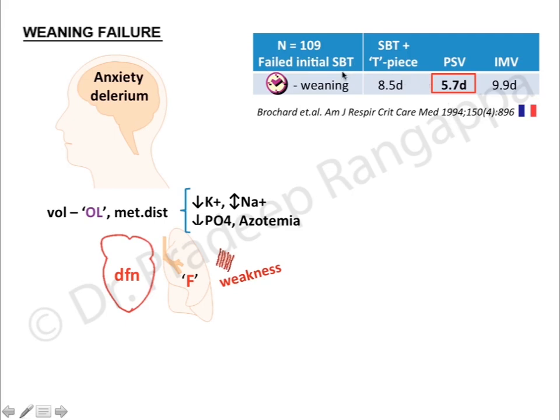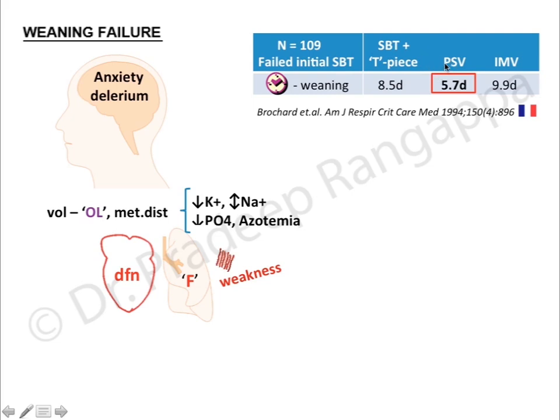So this was another study from the French group where they looked at which one fared better when they failed initial SBT. This was a study in 109 patients where they had failed initial spontaneous breathing trial, and then again they put them on an SBT with T-piece for 2 hours, and one group they put on pressure support and another group they put on intermittent. If you see, the duration of weaning was significantly better when they put them on pressure support ventilation.